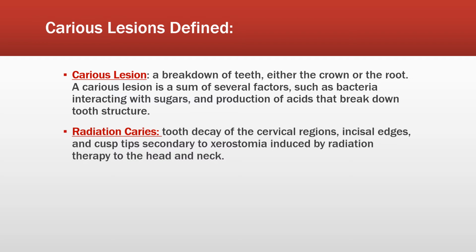The incisal edges and the cusp tips are secondary to xerostomia induced by radiation therapy to the head and neck. Saliva acts as a buffer which protects the teeth against acids that break down enamel. In patients with xerostomia, the amount of saliva is diminished, and therefore there is little to no buffer against these acid attacks, leaving patients at higher risk for carious lesions.